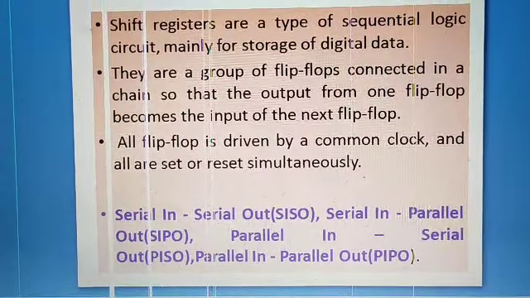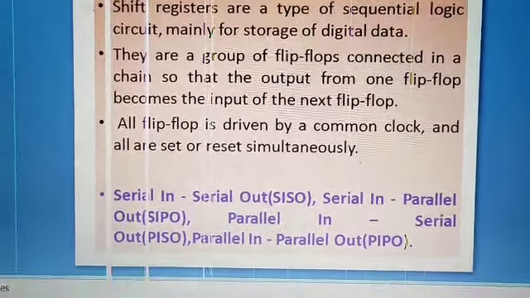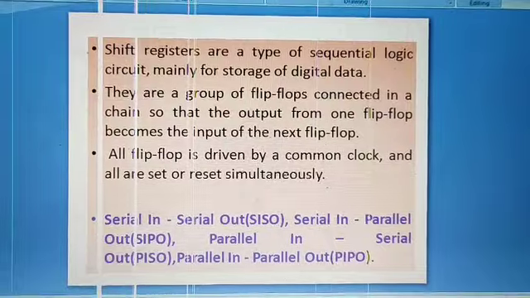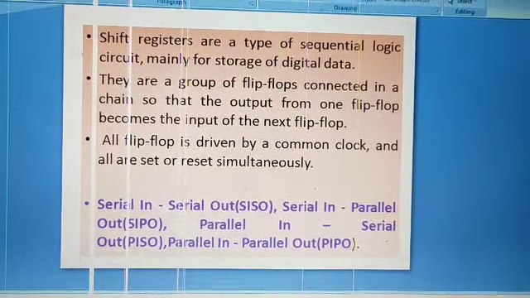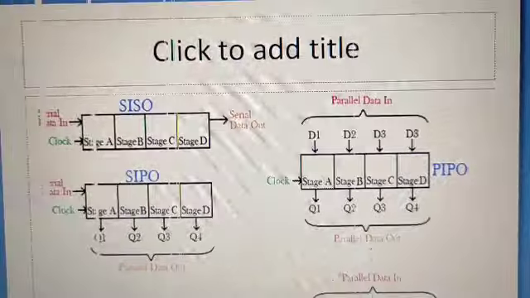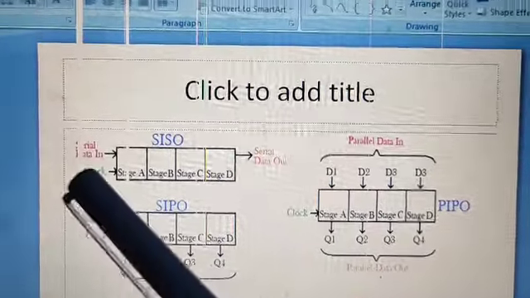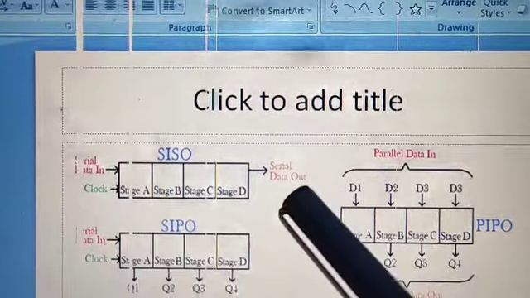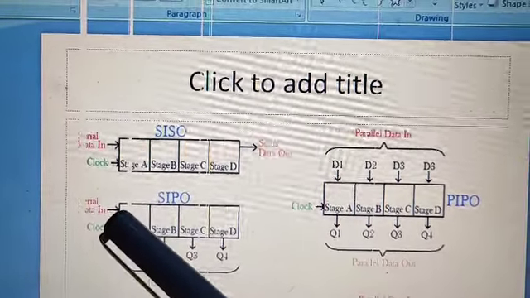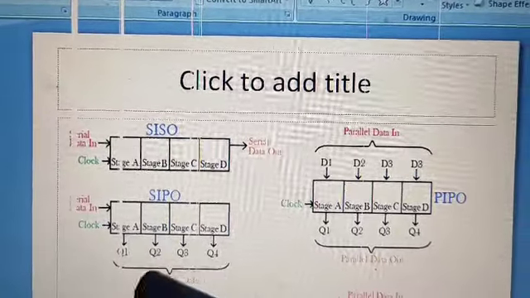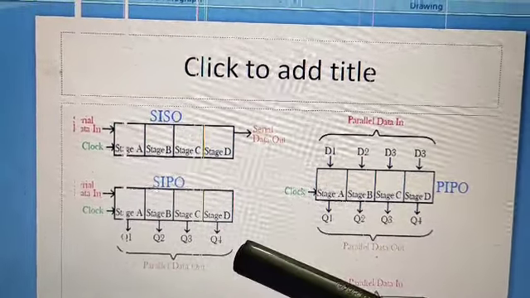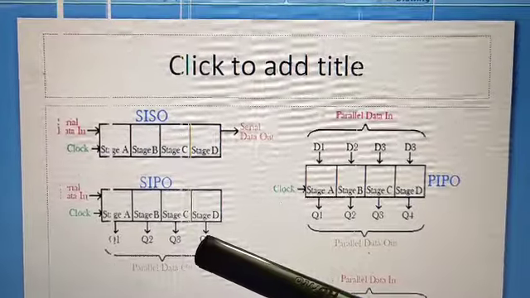In the serial in serial out shift register, the input is applied in the serial form and the output is also taken in the serial form. Now serial in parallel out means the data input is in the serial form and the output is taken in the parallel form. You can see the output is taken from each stage parallelly. So this becomes a serial in parallel out shift register.